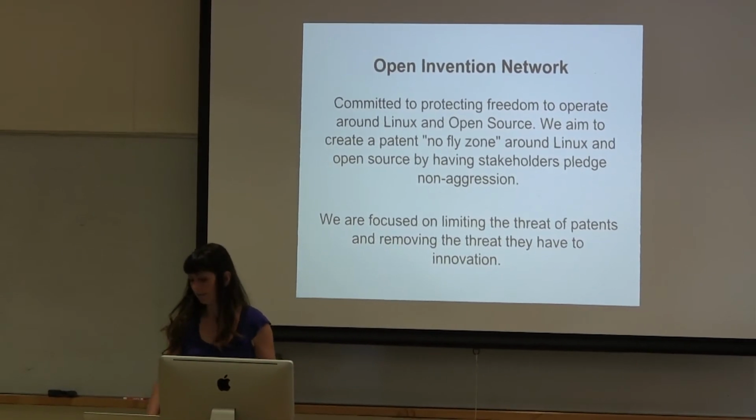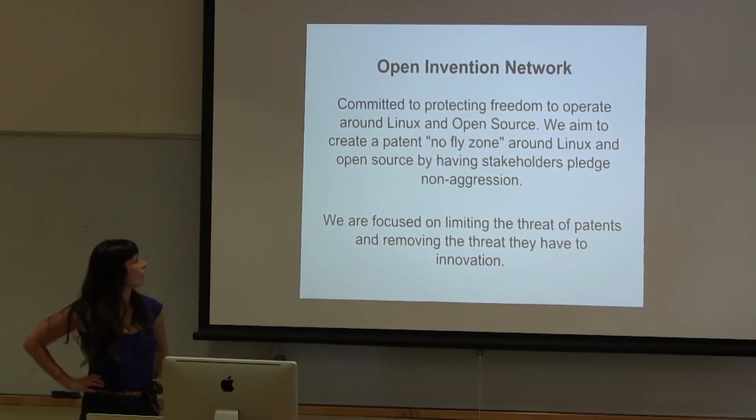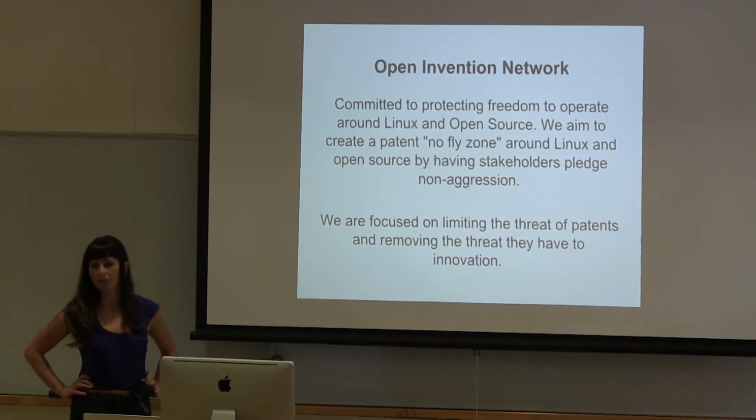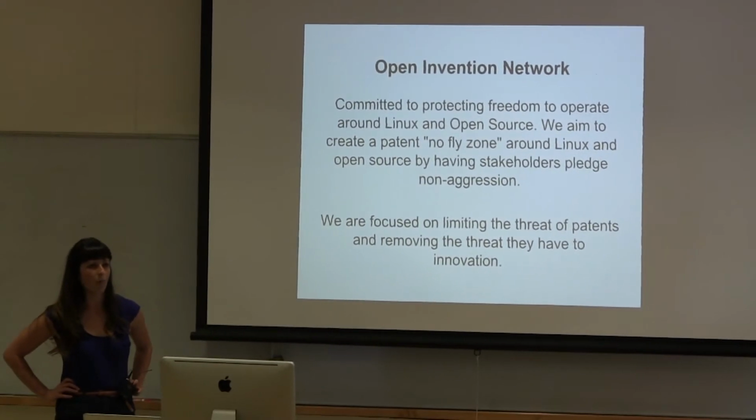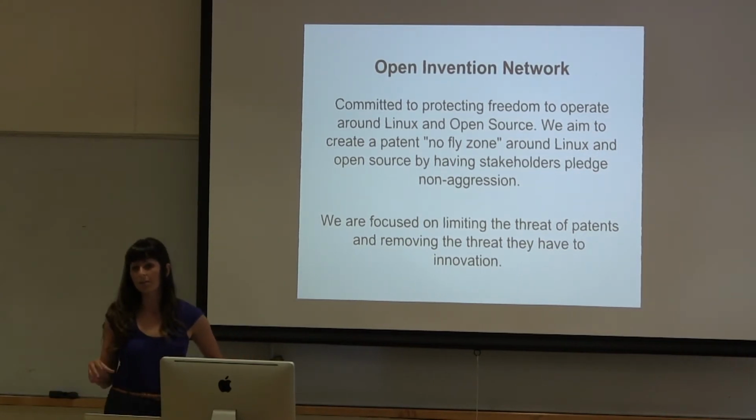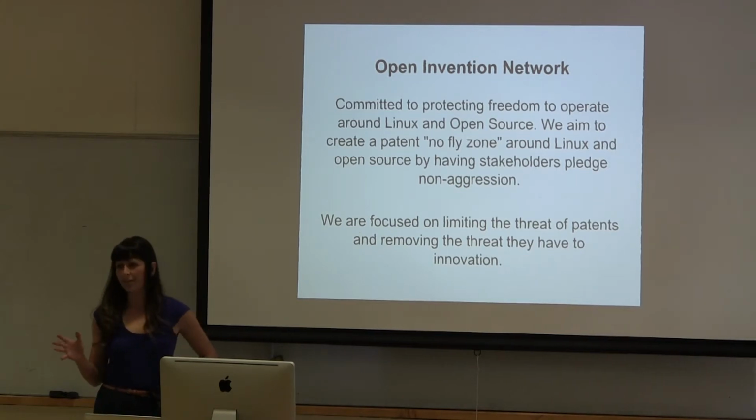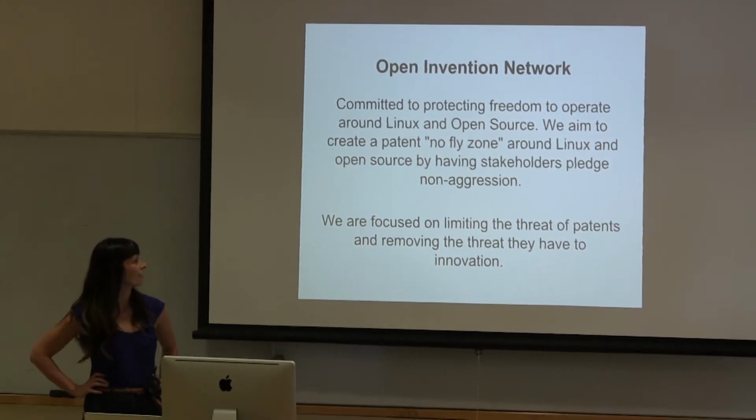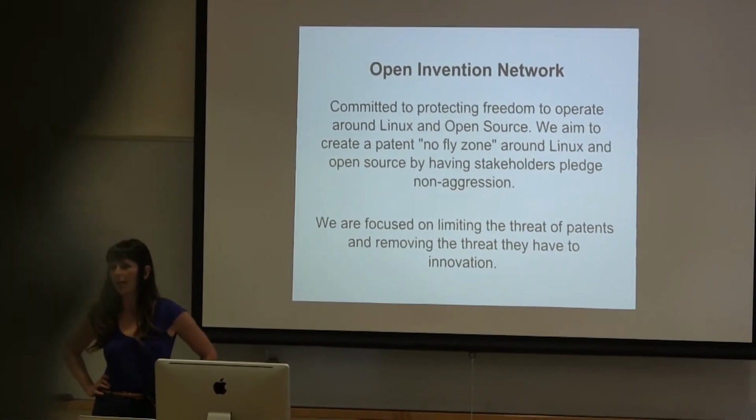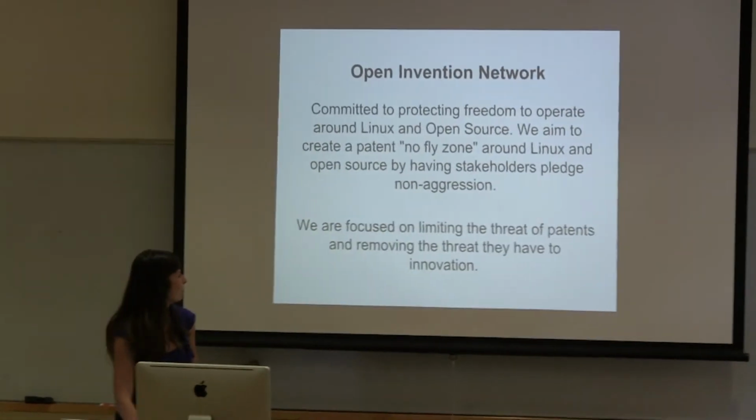So the Open Invention Network. We're committed to protecting freedom to operate around Linux and open source. So we aim to create this no-fly zone around open source by having stakeholders pledge non-aggression. So with the Open Invention Network, there is a licensing aspect, a part of it. I don't really focus on that. I focus on the IP and the intellectual property that we'll get into next. But we are focused on limiting the threat of patents and removing the threat that they have to innovation. And I'll show you some examples of that.